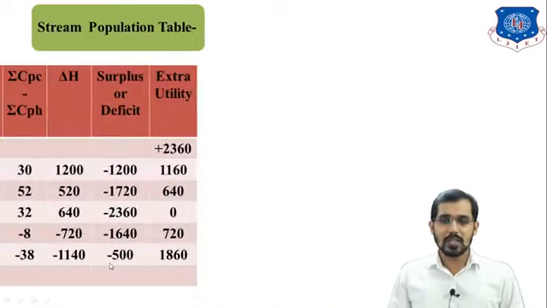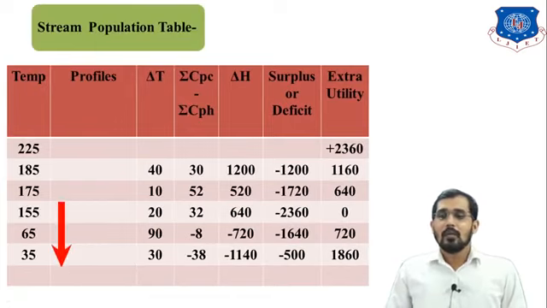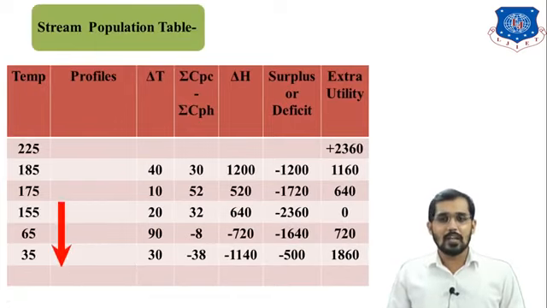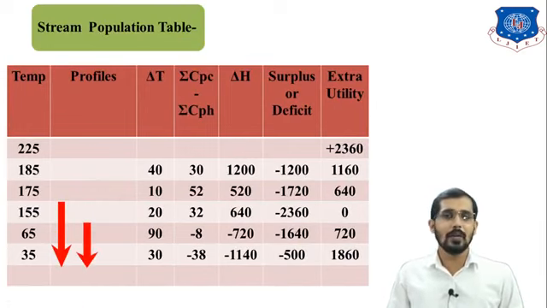So you can just see in this figure now. We have drawn the first profile, that is for the H1 stream, 175 to 35. Now the H2 stream is flowing from 155 to 35. Both these streams are hot streams. Now we are going to draw all these profiles for the cold streams.